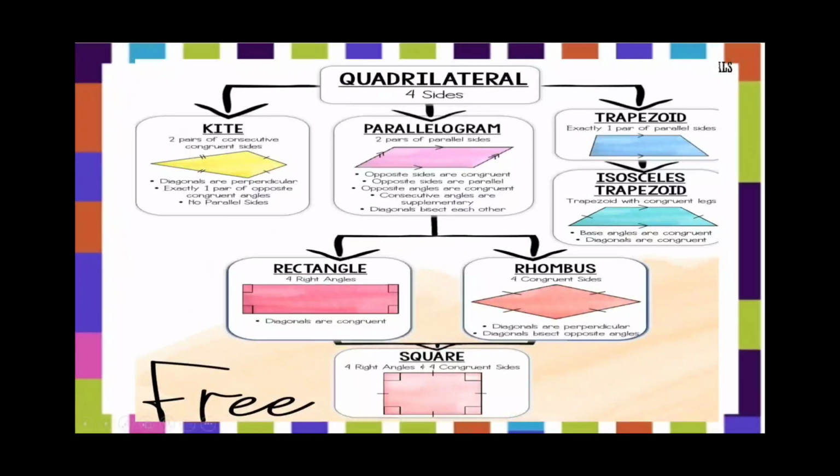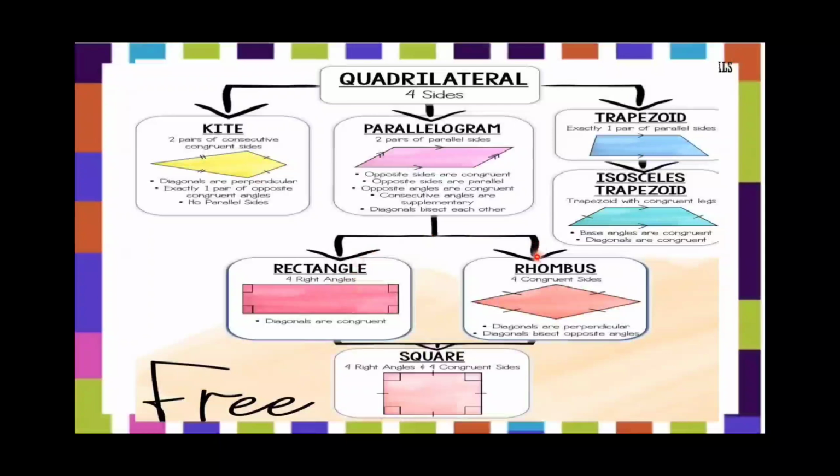So before we proceed, let's have a short recap. Again, a quadrilateral is a polygon with 4 sides. And under quadrilateral is a parallelogram. When we say parallelogram, we are referring to a quadrilateral with 2 pairs of parallel sides. Under parallelogram is a rectangle. A rectangle is a parallelogram with 4 right angles.